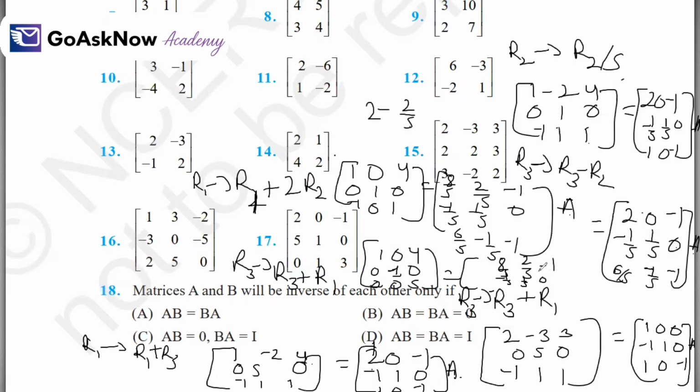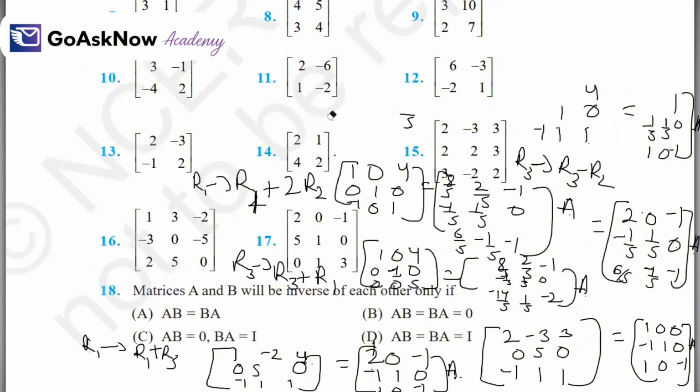And in the next row, you will get what? So here you will get 14 by 5, 1 by 5, and minus 2 into A. So I am getting like this only here. Now there are like 2 or 1 or 2 steps more, then you will get the answer. Okay.